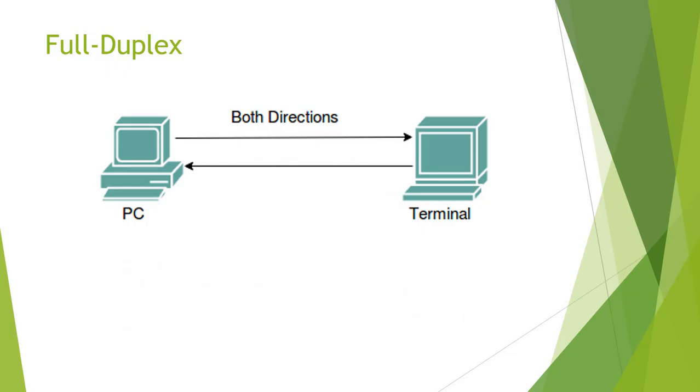Next comes the full duplex. Here, two-way communication is possible, that too simultaneous communication. Example for full duplex is a phone call. While making a call, the other person can also communicate at the same time.